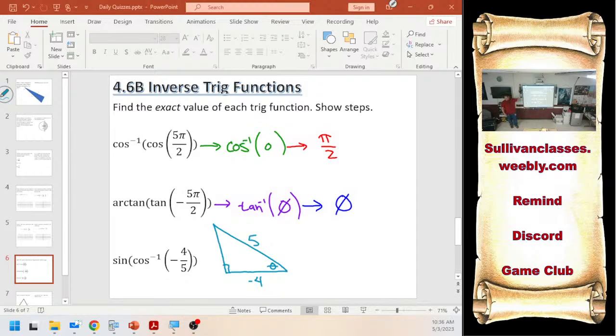I'm going to get some angle. Now go find the sine of that angle. I need to find the opposite side. Good thing I know what my ratios are, right? So now when I go find the sine of this angle, it's just 3/5.